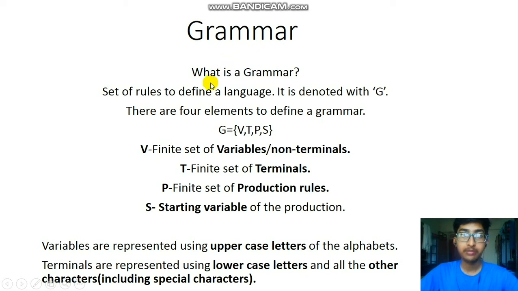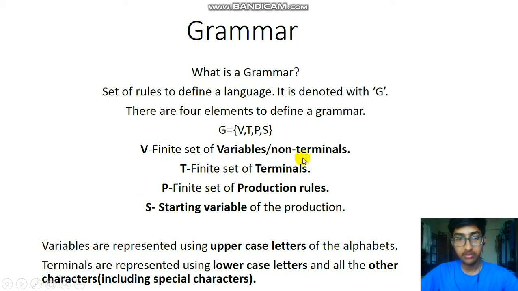What is a grammar? It's a set of rules to define a language, and it's denoted with capital G. There are 4 elements to define a grammar, and they are V, T, P, and S. V is a finite set of variables or non-terminals. T is a finite set of terminals. P is a finite set of production rules, and S is the starting variable of the production.